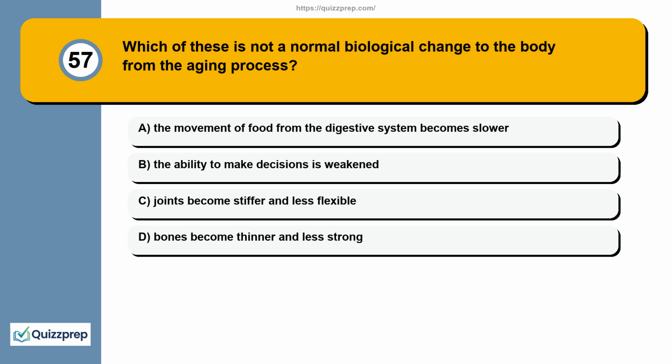Question 57. Which of these is not a normal biological change to the body from the aging process? The movement of food from the digestive system becomes slower. The ability to make decisions is weakened. Joints become stiffer and less flexible. Bones become thinner and less strong.